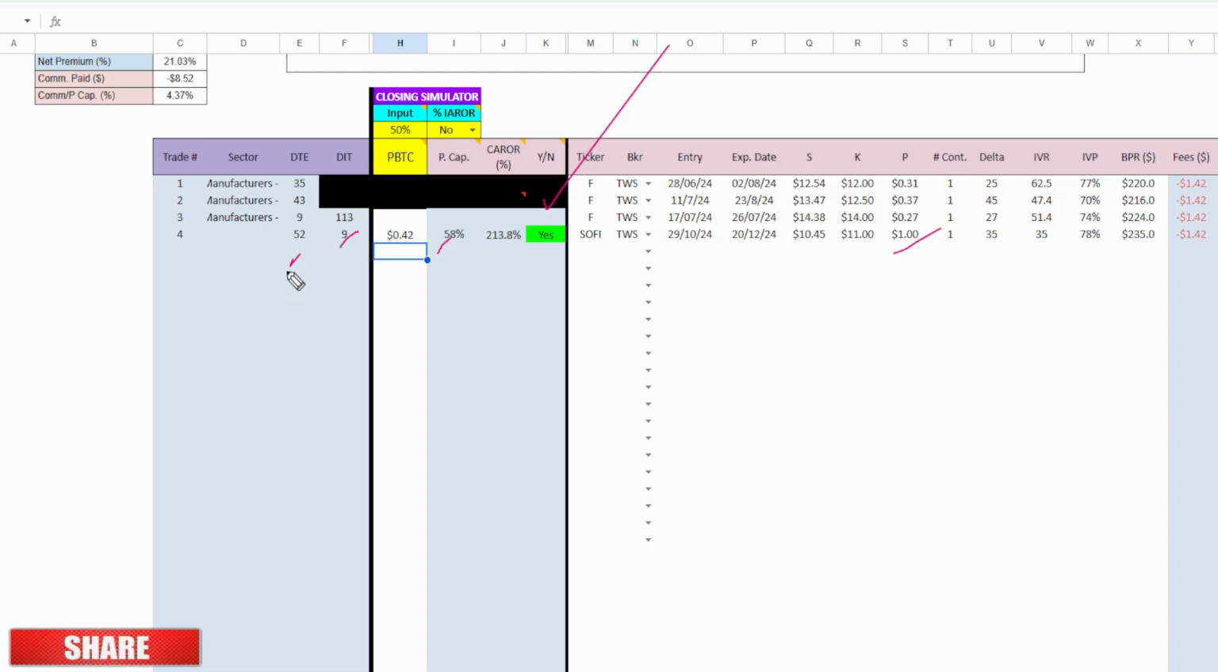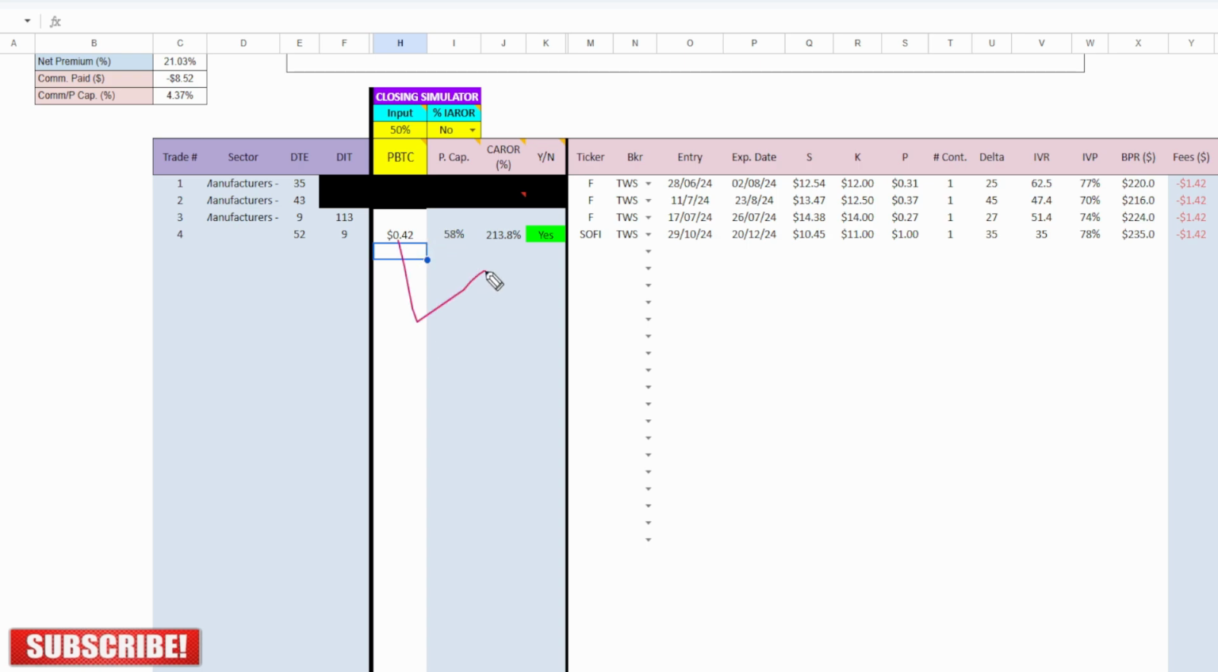In other words, 52 minus 9, you guys do the math, 41. Why am I going to be in this trade for 41 more days to capture 42 cents? It doesn't make sense when I'm already capturing all this, guys, annualized.